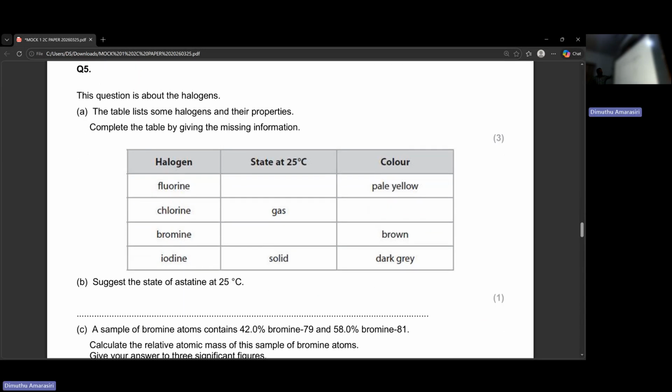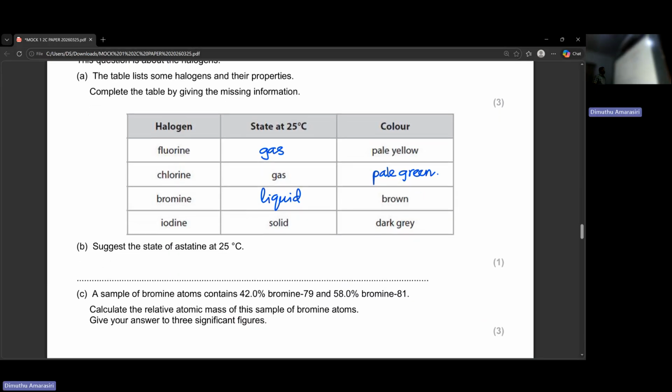Suggest the state of astatine at 55 degrees Celsius. The way it goes down the group, chlorine is a gas, bromine is a liquid. Right? And chlorine is pale green or even green. Astatine is a solid one because down the group, the melting points and boiling points increase.